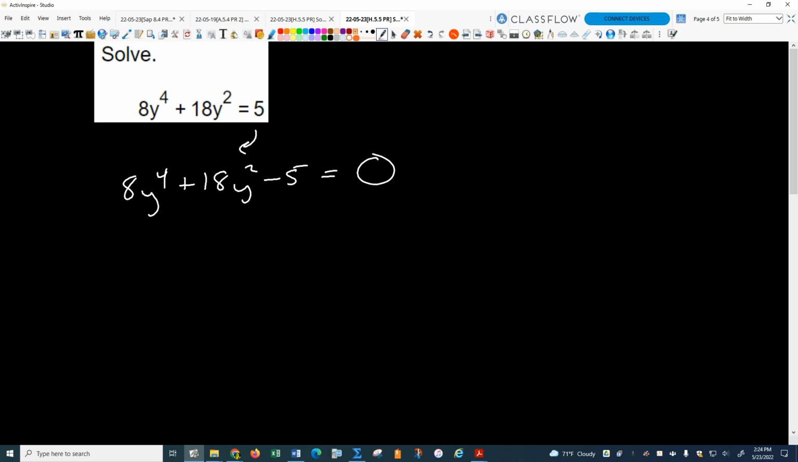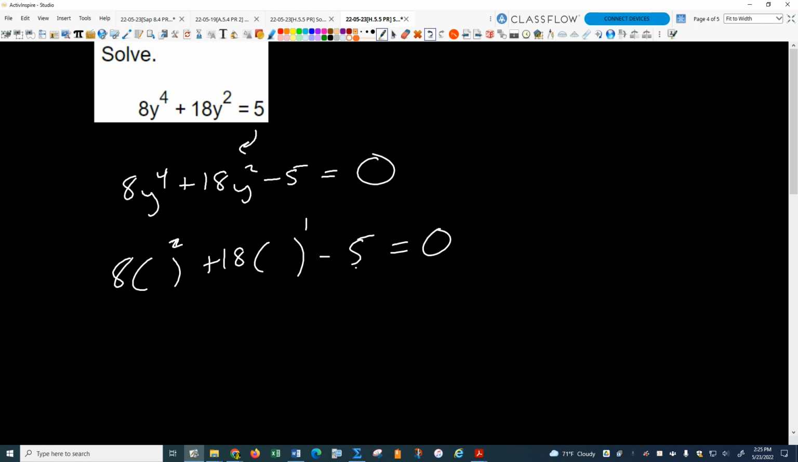What's it going to be? Again, we just got to make it look like this, right? We've got to make it look like 8 times something squared plus 18 times something to the 1 minus 5 equals 0. Now, if those were x's, we'd be back in Unit 4, right? It'd be just a simple quadratic equation.